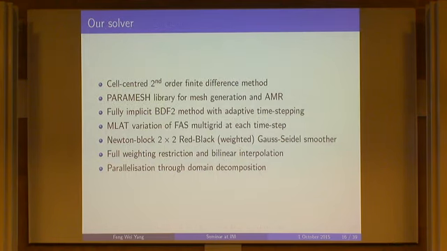Just to summarize the solver, and then I won't need to repeat it again for the later models. We take the second order finite difference, which is a 5-point stencil. The whole software is built on a mesh package called PARAMESH. You might have heard of this. For the mesh generation, the AMR, we use the BDF2 method with adaptive time stepping.